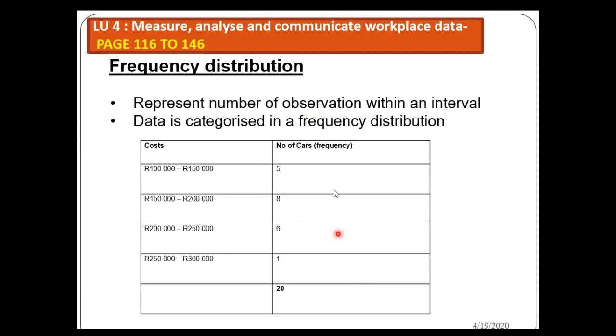So it's the frequency. This is the number of observations. So all in all, how many observations do I have? 20 observations. Can you see now? So this is categorical data, and this one is called the frequency.